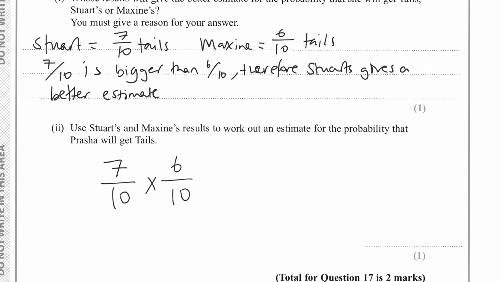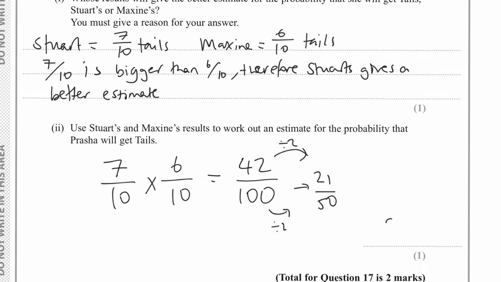So remember, whenever you're multiplying fractions, you multiply the two numerators together and the two denominators together. So it'll be 7 times 6, which is 42, and 10 times 10, which is 100. We can simplify this further by dividing both the top and the bottom by 2. So the bottom would change to 50, the top would change to 21. So we've got a simplified fraction of 21 over 50.